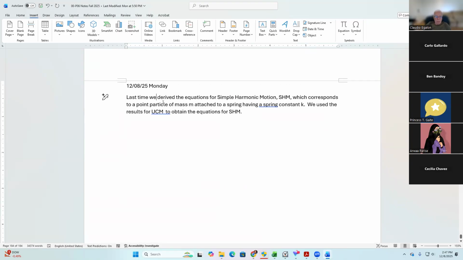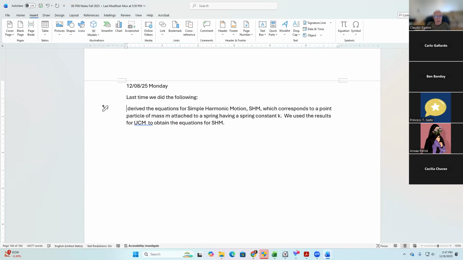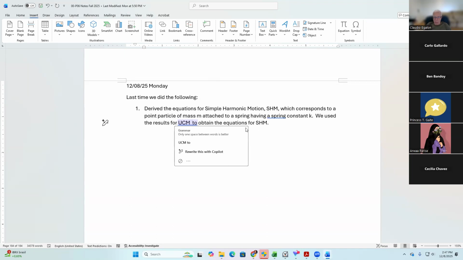We did the following. One, derived the equations for simple harmonic motion, which correspond to a point particle of mass m attached to a spring having a spring constant k. We used the results of UCM, uniform circular motion, to obtain the equations for simple harmonic motion.